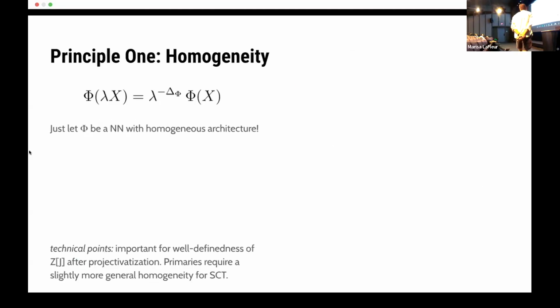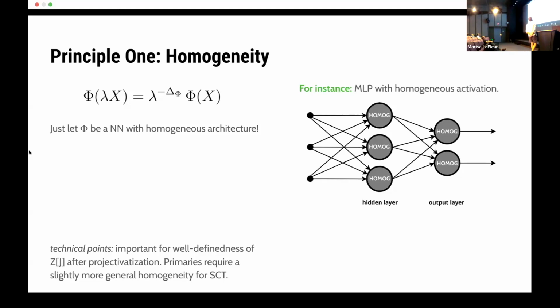So principle 1 is homogeneity. The idea is just let phi be a neural network with a homogeneous architecture. That's something that's easy enough to do. This is the only property that needs to be satisfied. This can be literally any neural network, as long as when you multiply the input by a constant real number, it factors through with some scaling dimension. For instance, you could just take an MLP with a homogeneous activation function and you're done. That's already sufficient. But writing down a homogeneous neural network architecture is a very easy thing to do.